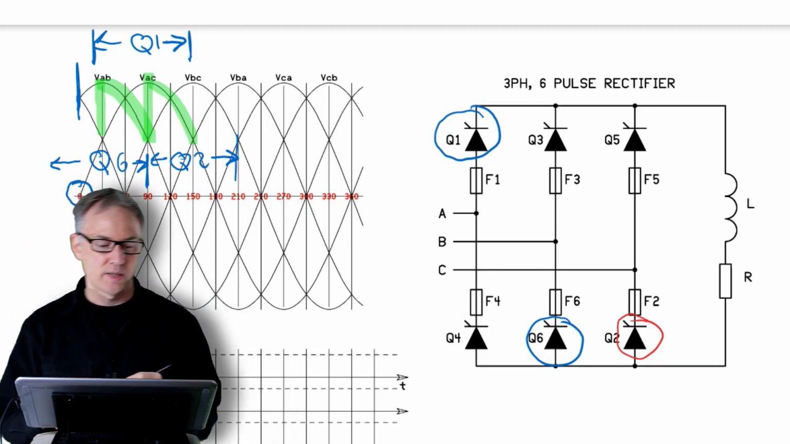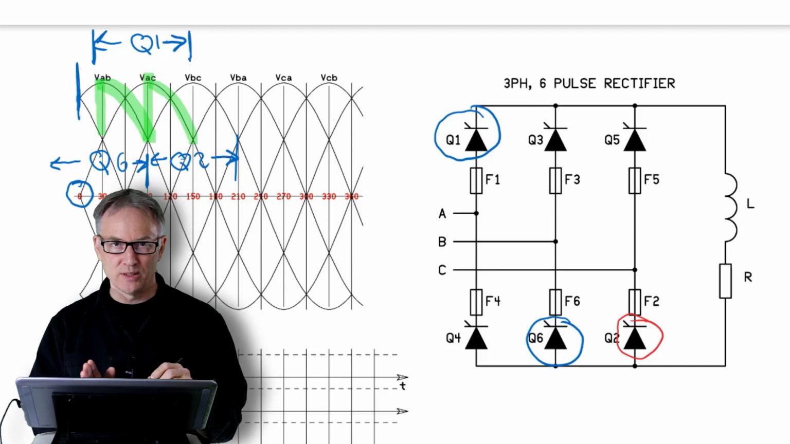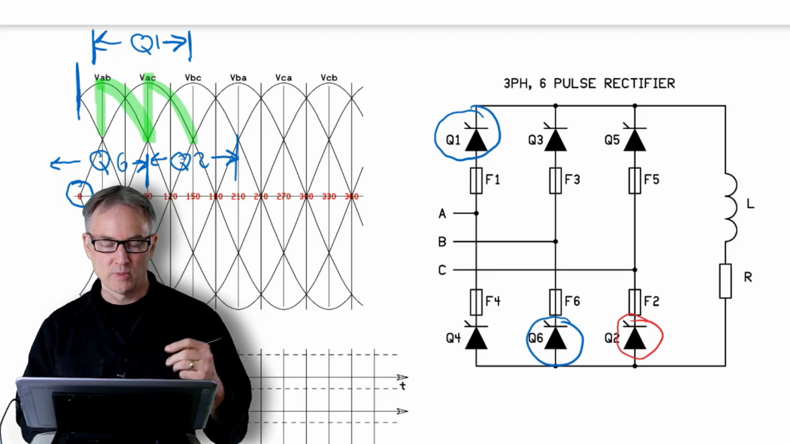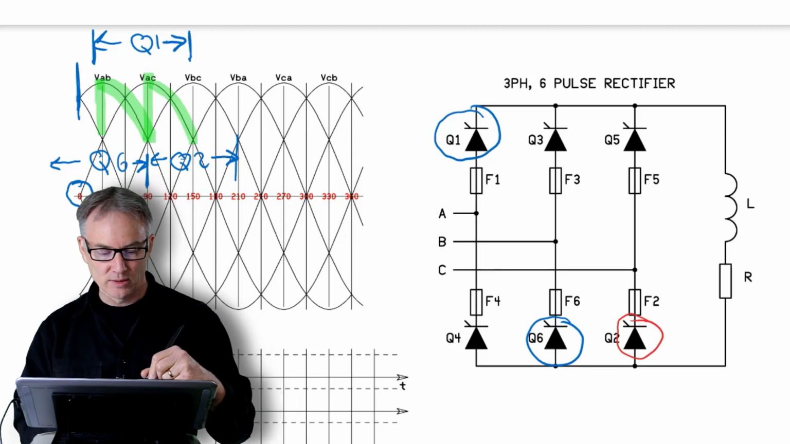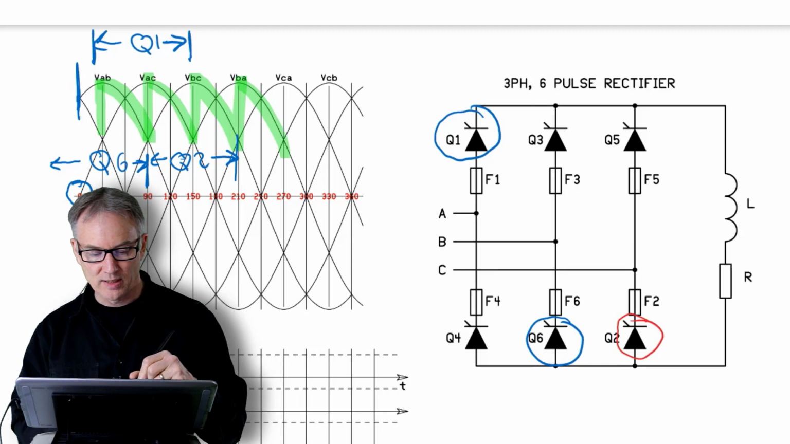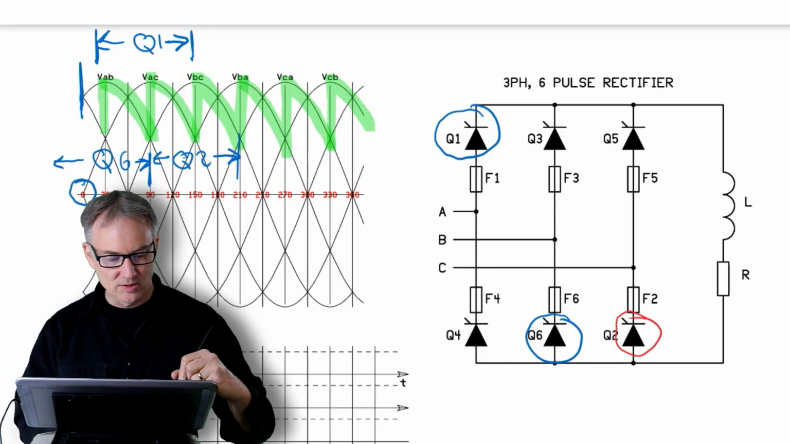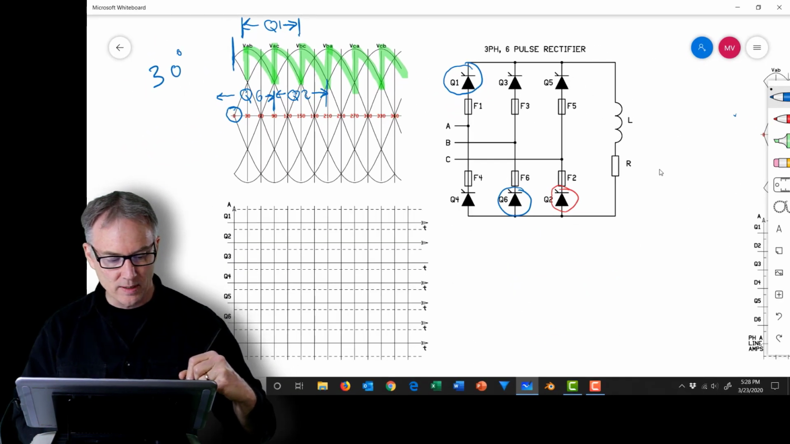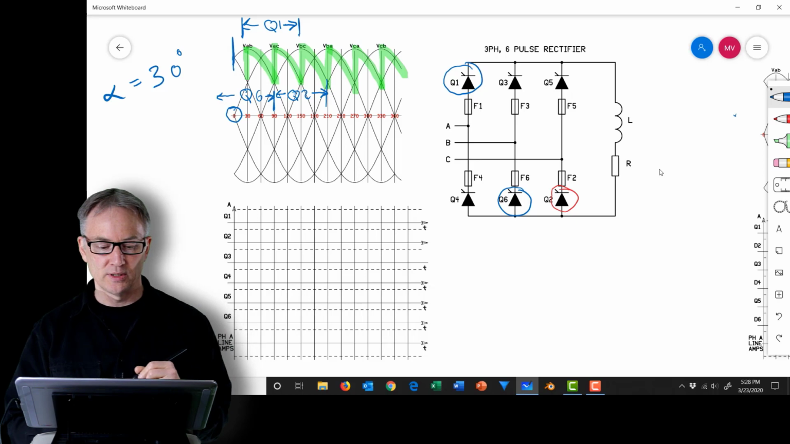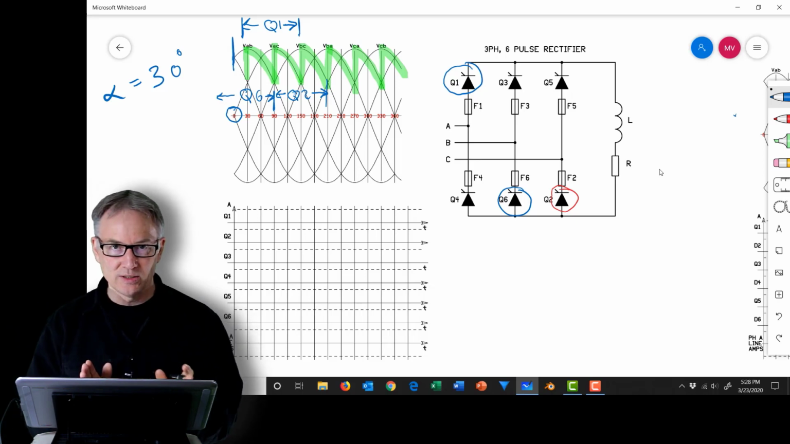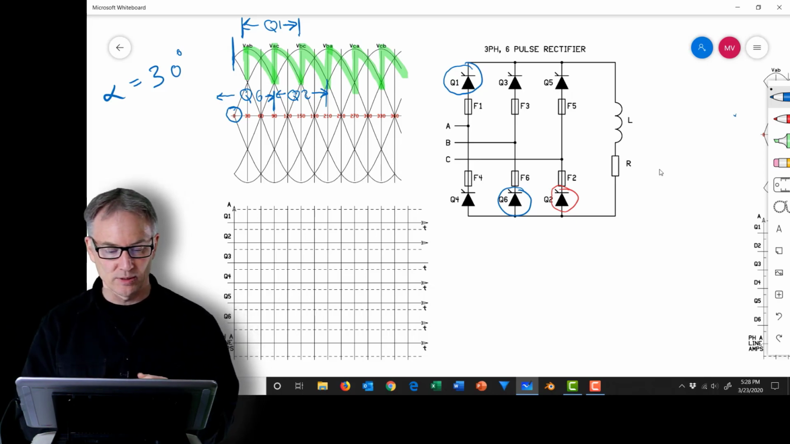So having drawn 120 degrees of conduction waveform for Q1, we can assume, as long as you haven't changed the firing angle, that the waveform is going to continue along that pattern for the rest of the cycle. So the rest of the cycle then is going to look like this. And let me just make a note of the fact that this is with alpha equal to 30 degrees. So that's the resulting DC waveform you're going to get with alpha equals 30 degrees.